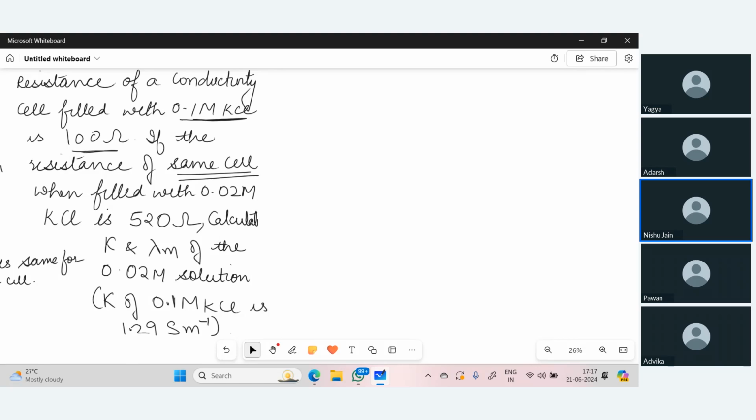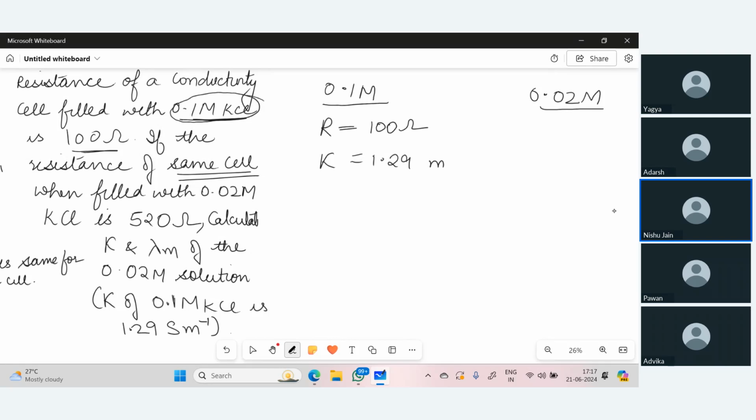Okay, I will explain this numerical. In this case, they are talking about two solutions, 0.1 molar and 0.02 molar. There are 2-3 small points here, so listen carefully. First, we make two columns. For the 0.1 molar solution, resistance is given, which is 100 ohms, and conductivity is given, which is 1.29 Siemens per meter. You have to find the conductivity and molar conductivity of 0.02.